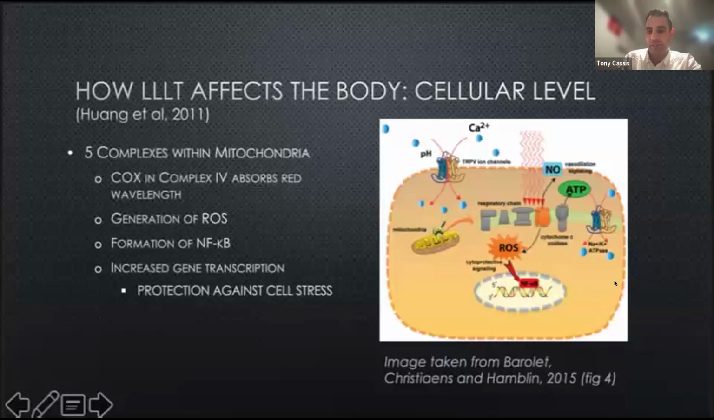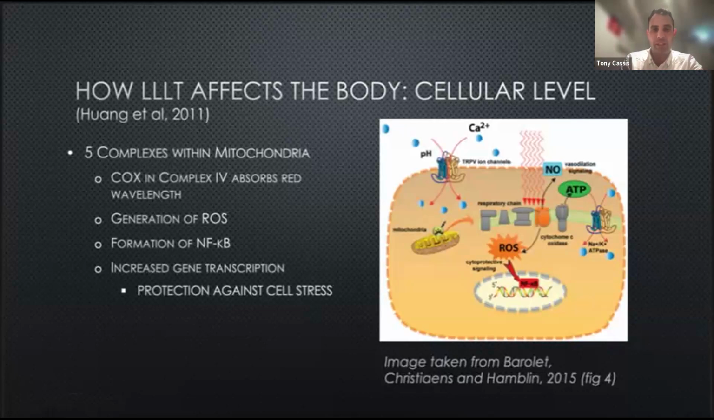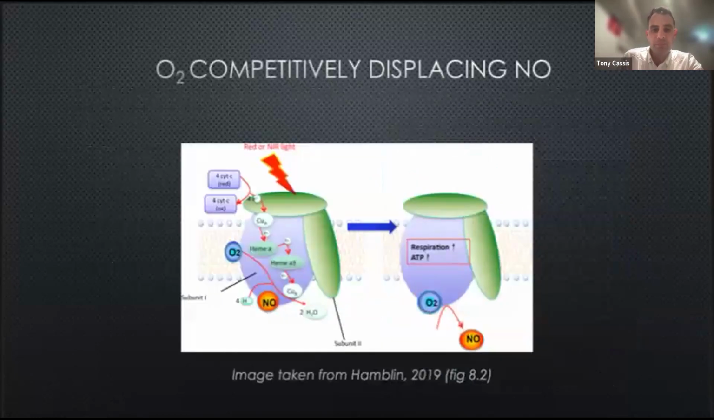So I'll leave it at that because this can get really complex really quickly. But the bottom line is that the binding of the red wavelength in complex 4 displaces nitric oxide. More oxygen binds as a consequence. More ATP is produced. Reactive oxygen species is a lovely byproduct of that, which then fuels gene transcription to make the cell healthier. Again, this is just another image of oxygen competitively displacing nitric oxide, thanks to that red.